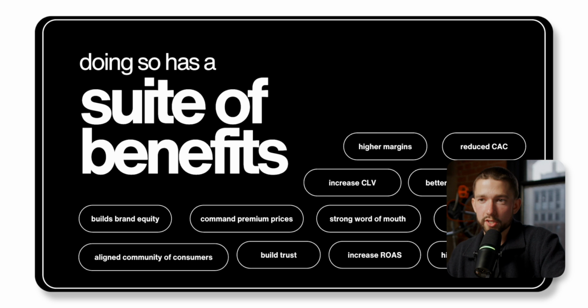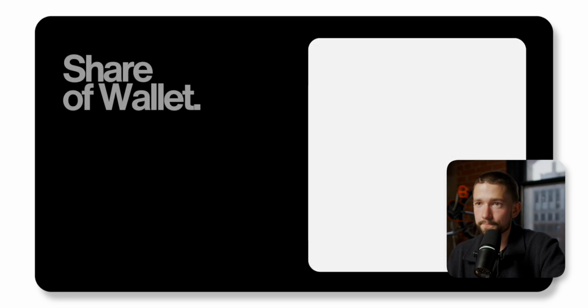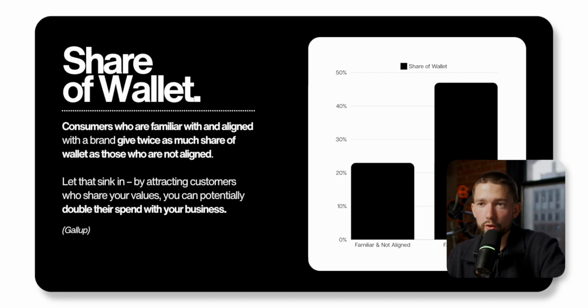This is because doing so has a suite of benefits. It allows you to have higher margins, reduce customer acquisition costs, increase customer lifetime value, and get higher conversion rates. It allows you to attract your in-group, have stronger word of mouth, command premium prices, build trust, increase return on ad spend, higher brand loyalty, et cetera, et cetera. There are a whole suite of benefits. Not only that, it increases your share of wallet per consumer.